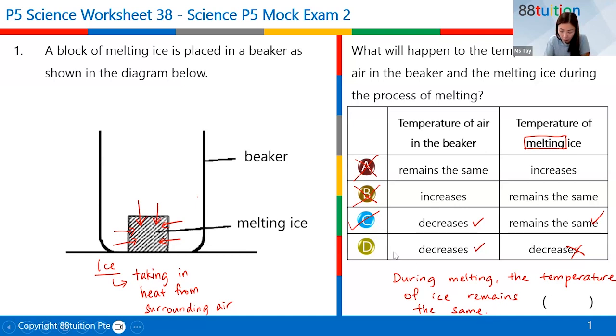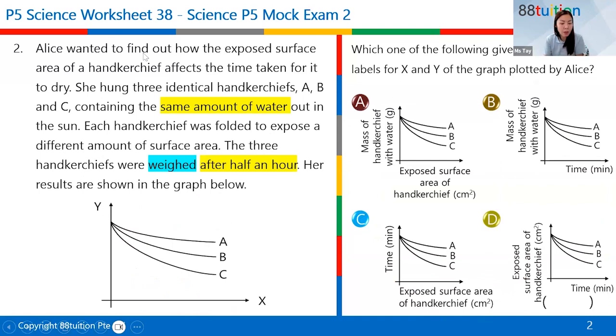Right, so let's go on to the next question. Alice wanted to find out how the exposed surface area of a handkerchief affects the time taken for it to dry. She hung 3 identical handkerchiefs, A, B and C, containing the same amount of water. I highlighted the important words here: same amount of water, out in the sun. Each handkerchief was folded to expose a different amount of surface area. The 3 handkerchiefs were weighed after half an hour. The results are shown in the graph below.